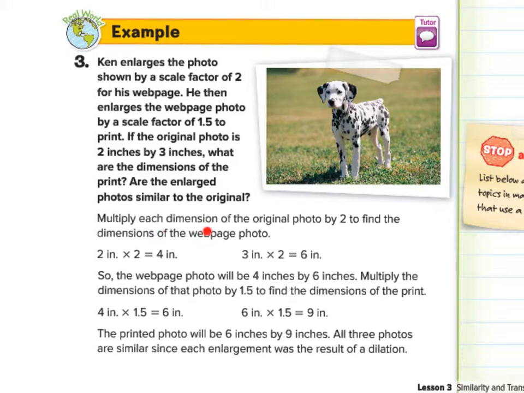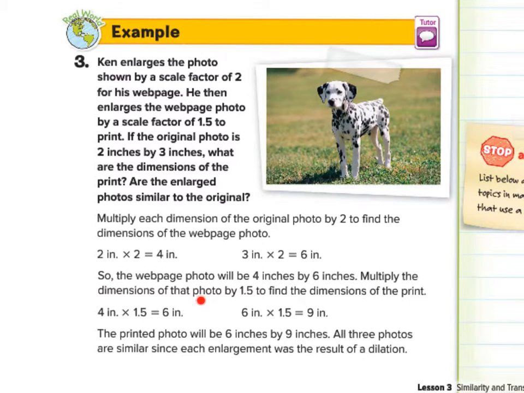So multiply each dimension of the original photo by 2 to find the dimensions of the web page photo, right? We've dilated it, we increased it by a scale factor of 2, which means we doubled it. So in real life, it's 2 inches. We multiply by 2, we get 4. And 3 inches multiplied by 2 is 6. So it went from a 2 by 3 to a 4 by 6. Okay, so the web page photo will be 4 inches by 6 inches.